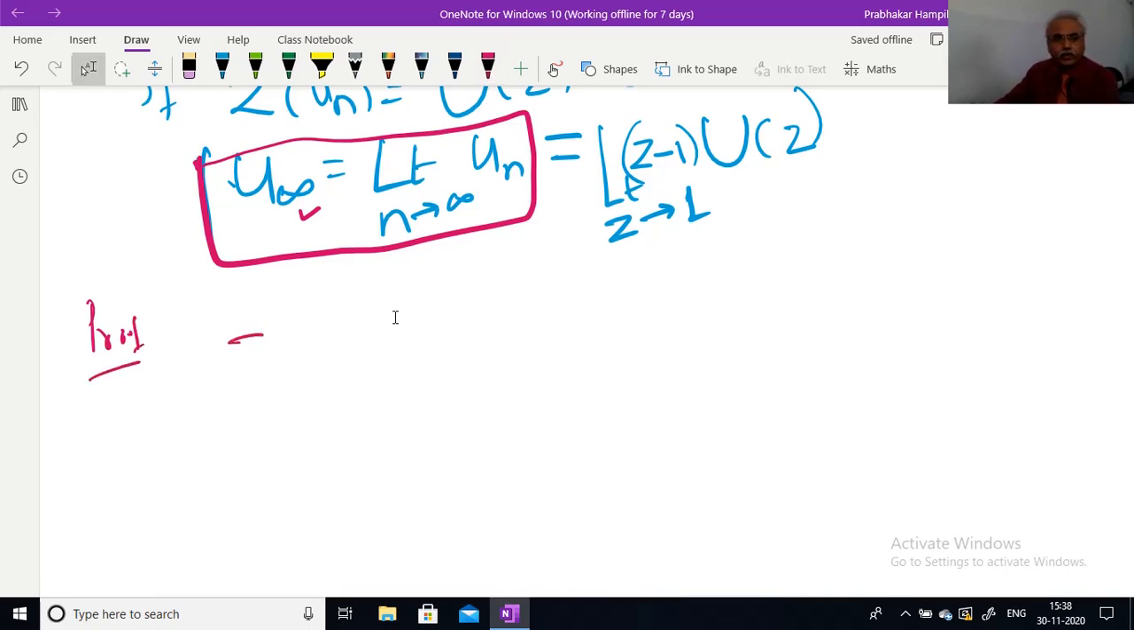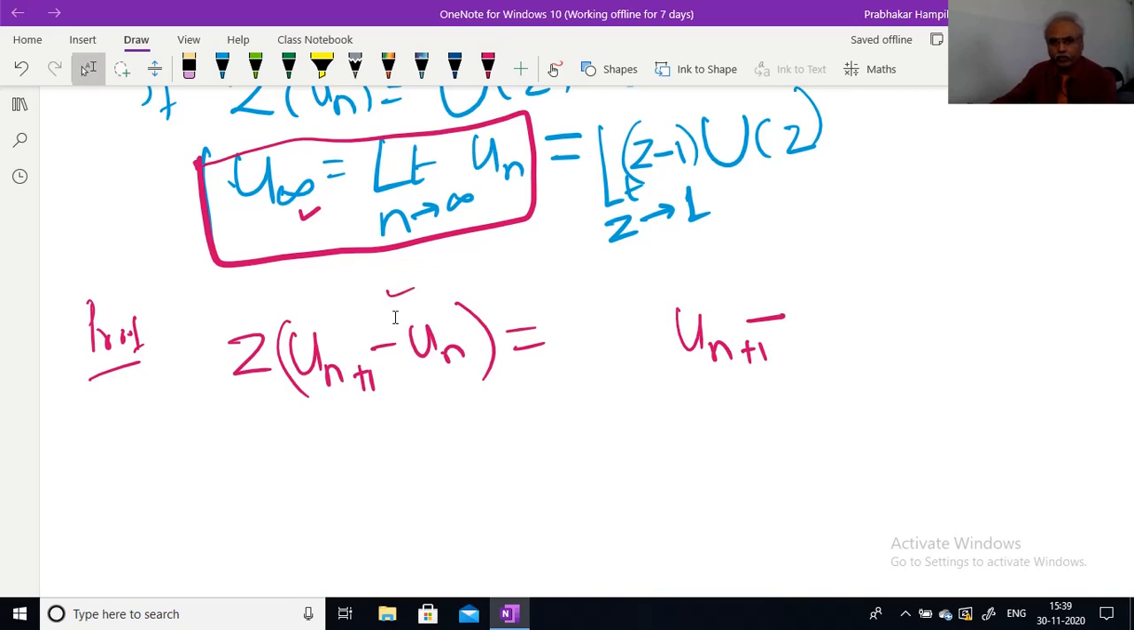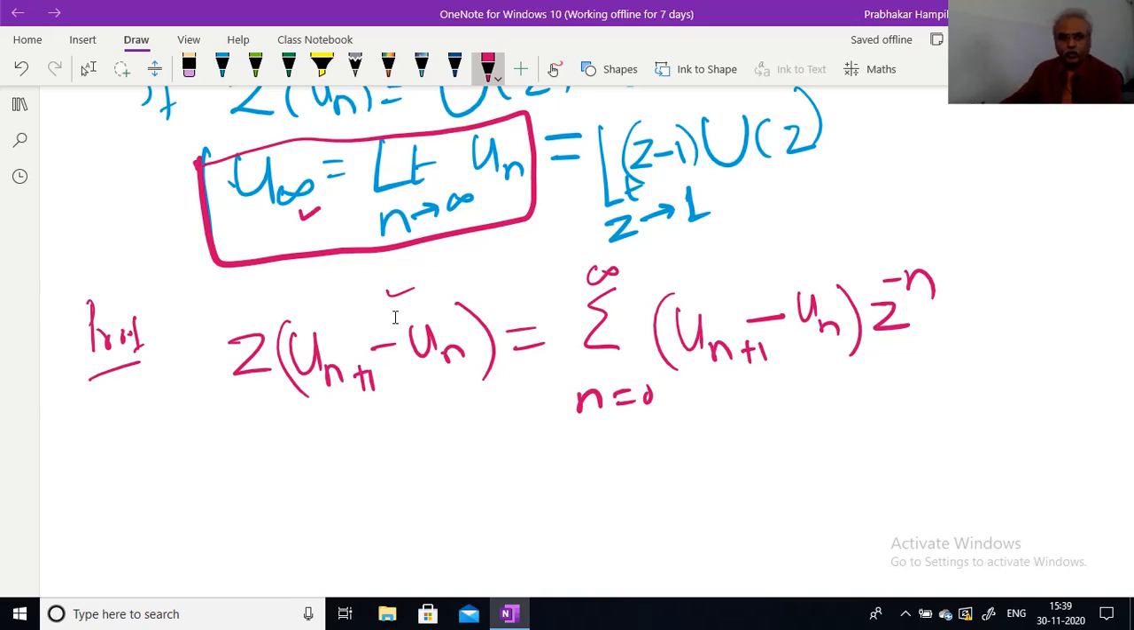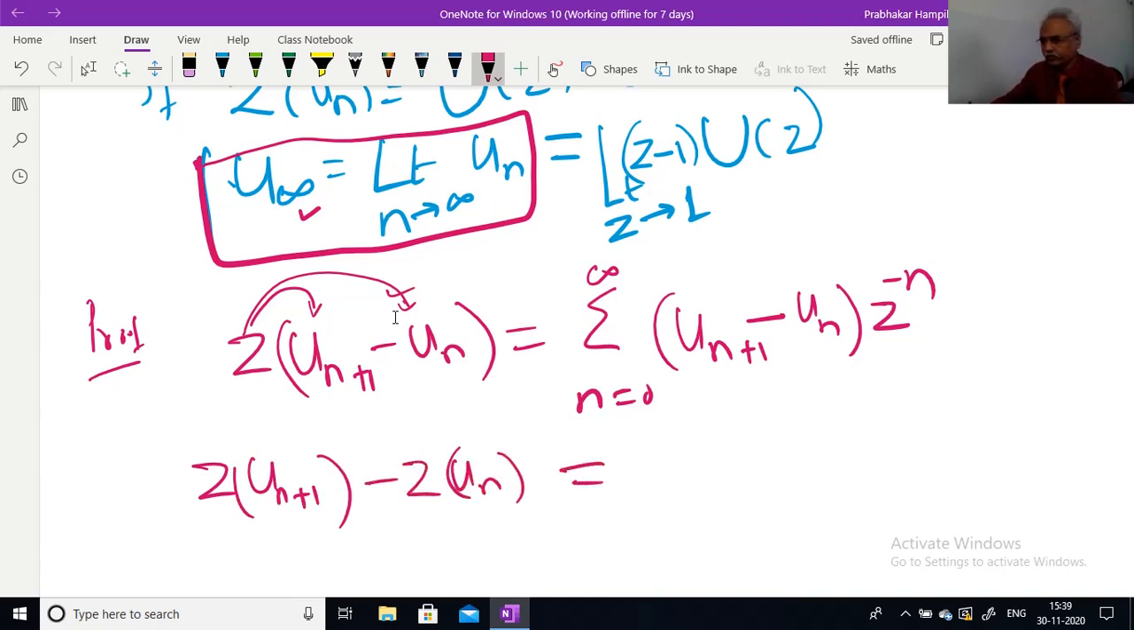Now we know that, consider the Z transformation of the (n plus 1)th term minus the nth term. Z transformation means what? Whatever the function is inside this bracket, we multiply by z raised to minus n and take the limit. Now Z transformation is linear. Z transformation of the first function minus Z transformation of the second function equals, let me keep it in the beginning as it is, the sum from n equal to 0 to infinity of (u_(n+1) minus u_n) z raised to minus n.